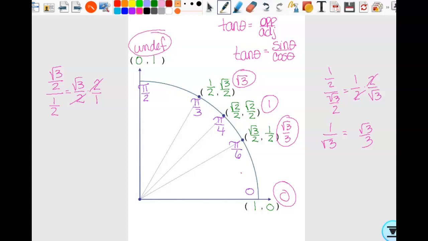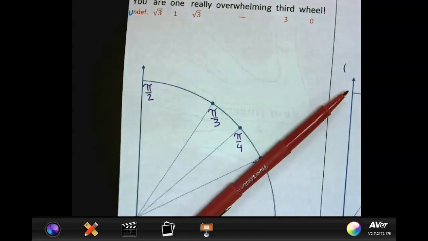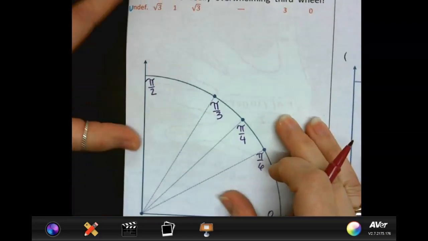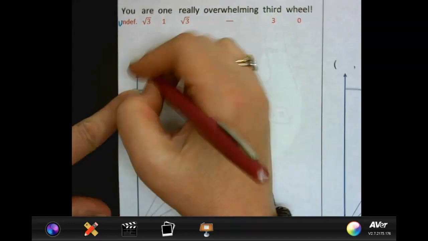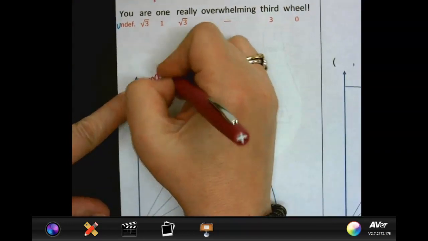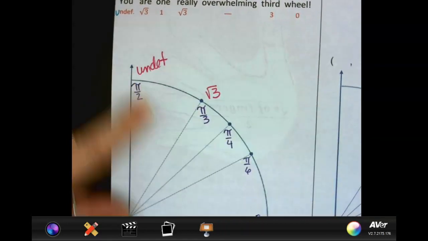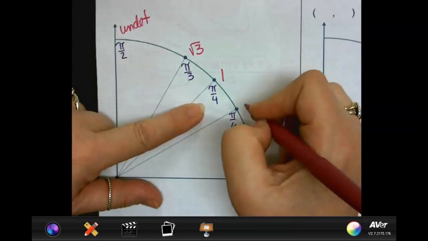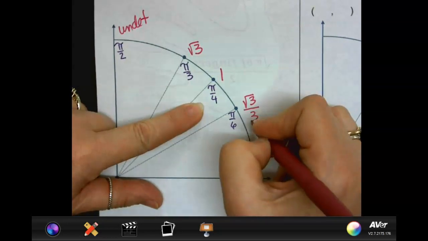Now let's go back to the mnemonic that's going to help us, and then we're about to come right back over here. I'm just warning you. So just keep this one handy because we're about to come right back to it. Okay, so this: you are one really overwhelming third wheel. We just talked about the fact that this one is undefined. So u, which is undefined, r, square root of 3, 1, and another r, so square root of 3. Overwhelming third wheel.